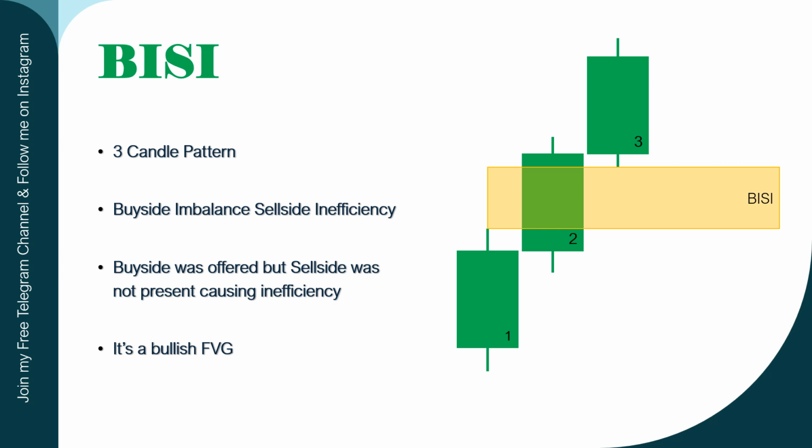This void between this first candle's high and the third candle's low, this is what we call a fair value gap, or a BISI right here. This is buy side imbalance and sell side inefficiency right here. So in short, it's just a bullish fair value gap. If you mark it as just fair value gap, it's fine as long as you know what you are looking for.